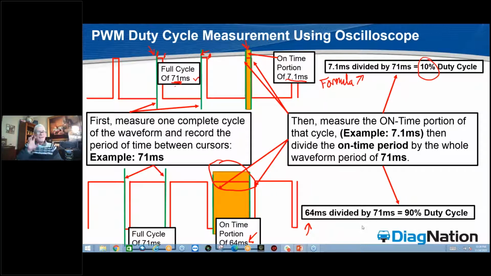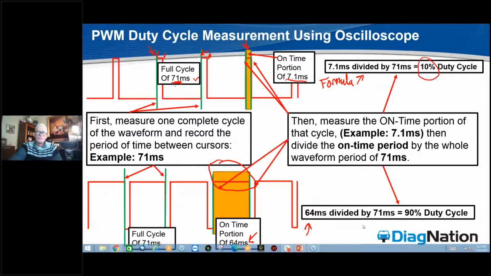Now again, it does not matter, not for a minute, whether this measurement is used for signaling or power control, because in the case of power control, the signaling and the power are one and the same. So this measurement works no matter what kind of pulse width duty cycle you seek to measure in whichever kind of circuit you want to measure it at.